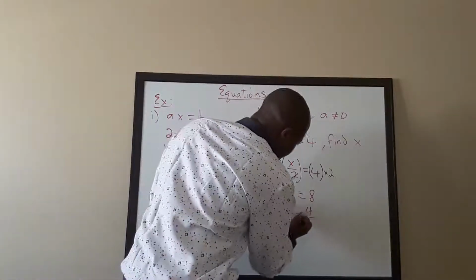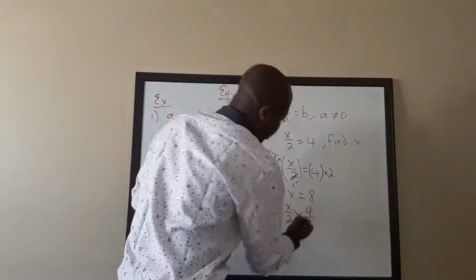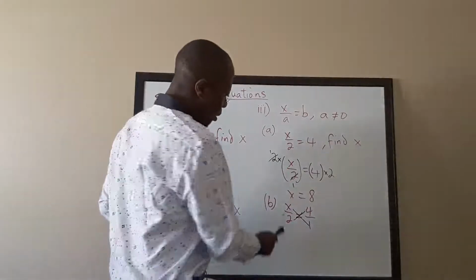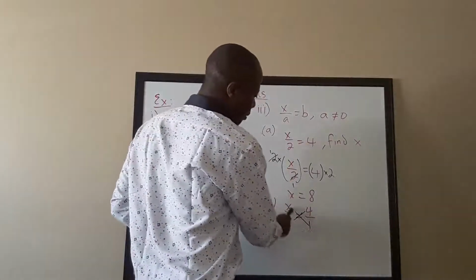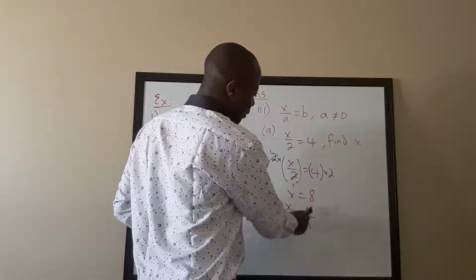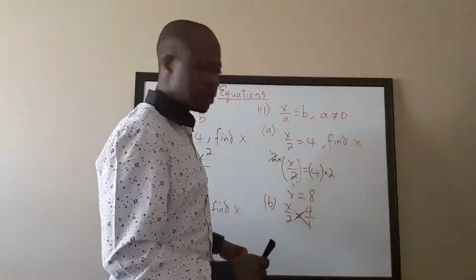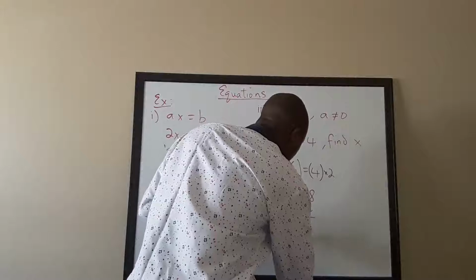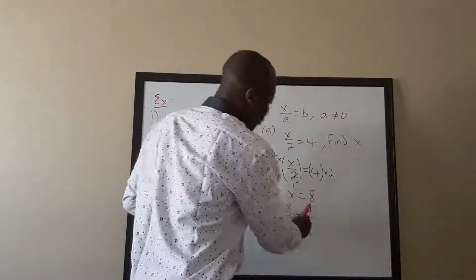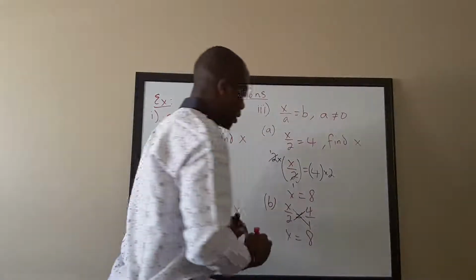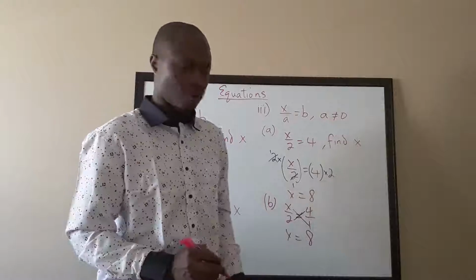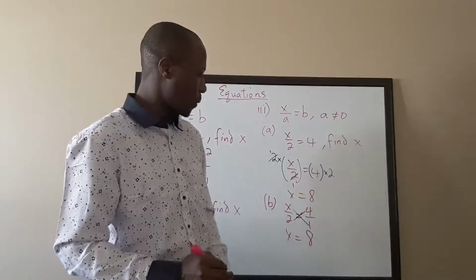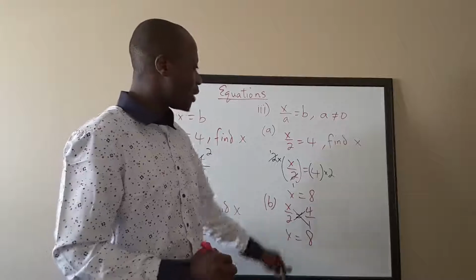I cross multiply. So basically you just follow the lines. X times 1, you follow that, and 2 times 4, you follow that. So x times 1 is x. 2 times 4 is 8. This is another way of doing this.